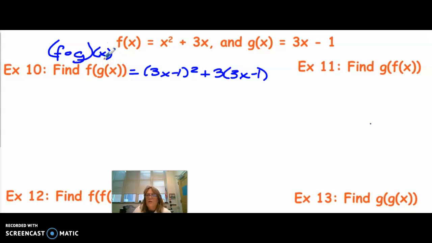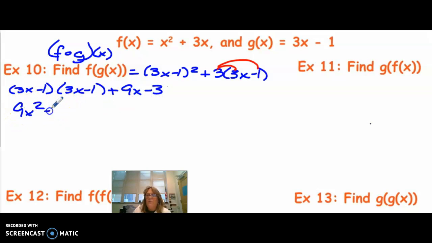All right? So we're going to FOIL this. So that means 3x minus 1 written twice, (3x minus 1)(3x minus 1). And over here, I'm going to use my distributive property, so I already have that one worked out. That's going to give me 9x minus 3. When I FOIL this, I get 9x squared minus 3x minus 3x plus 1, and then I bring down my plus 9x minus 3.